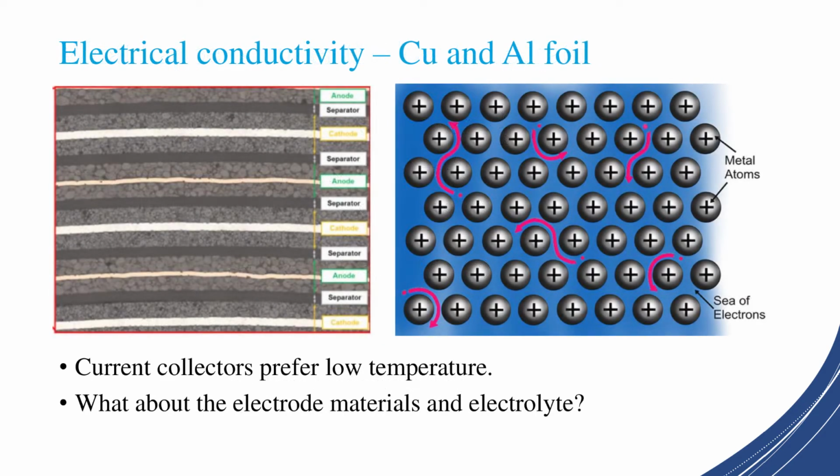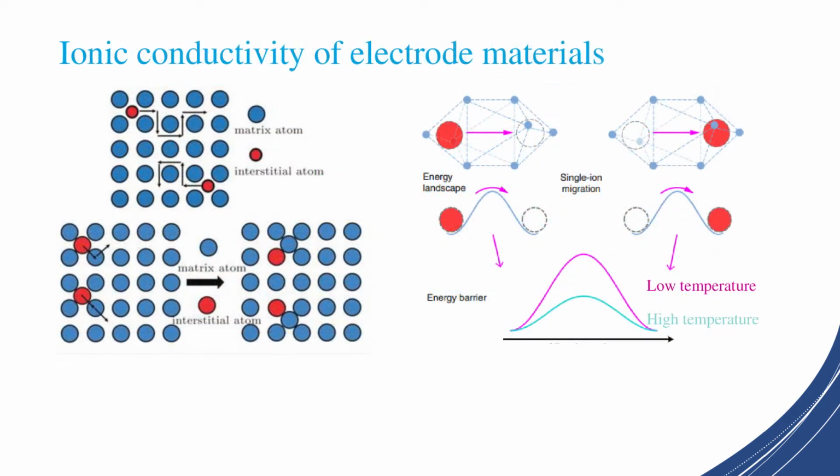First, we'll have a look at how metals conduct electrons. Metals conduct electrons by the movement of free electrons. However, these free electrons can also move randomly. Low temperatures can suppress the random movement of these electrons, thus increasing their electrical conductivity. So what about the ionic conductivity?